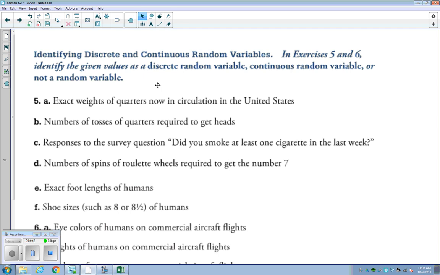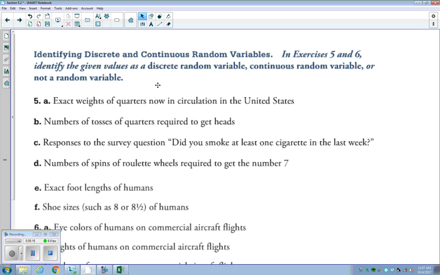Exact weights of quarters now in circulation in the United States. Would it be random? It could be random, but is it continuous or discrete? Continuous, yeah. Continuous, because as much as we want it to be the exact thing every time they make one mint quarter, it's not necessarily. Okay?